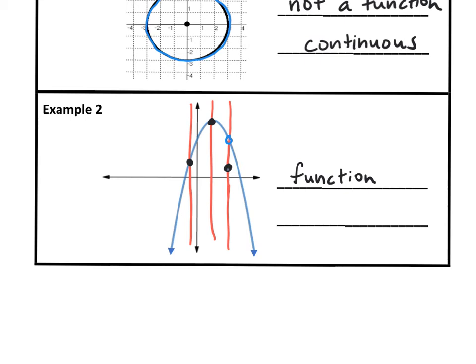Because remember, there's a blue dot there, right? So it does hit the graph. So that one was kind of like a trick question, right? Because it had a hole, but the vertical line still hit the blue part of the graph.